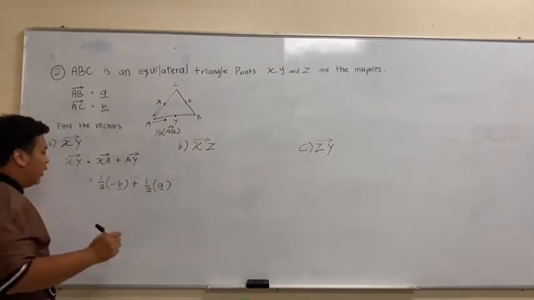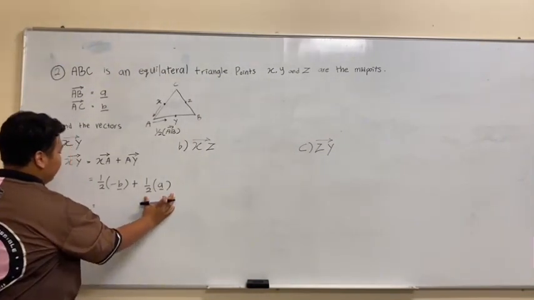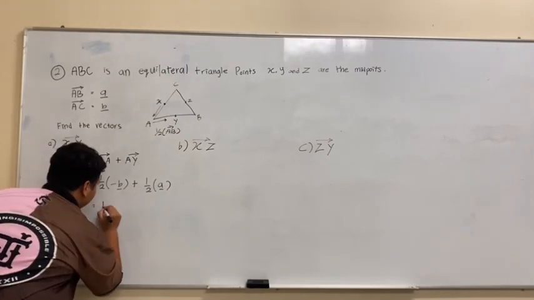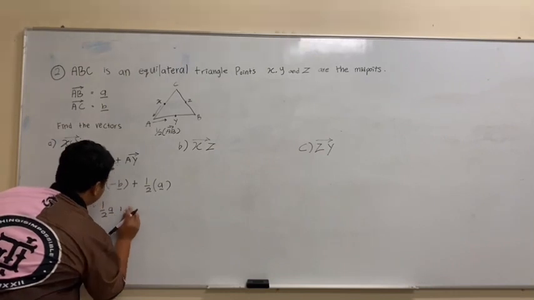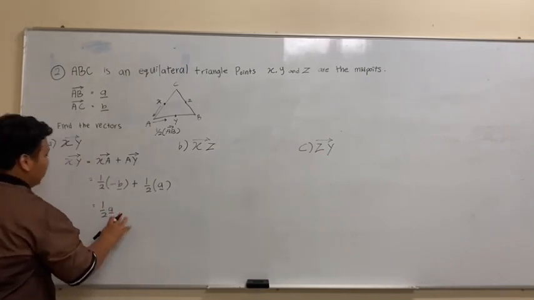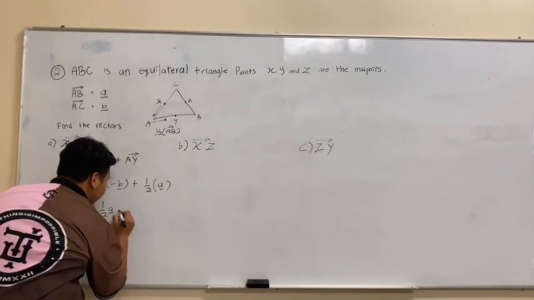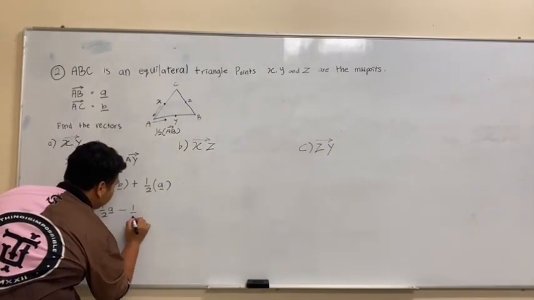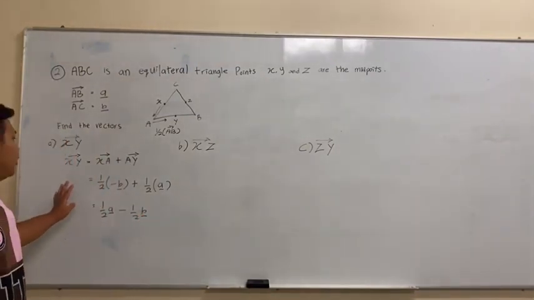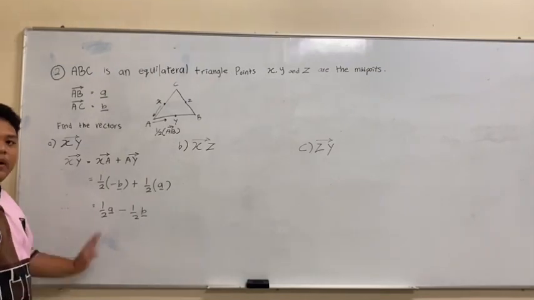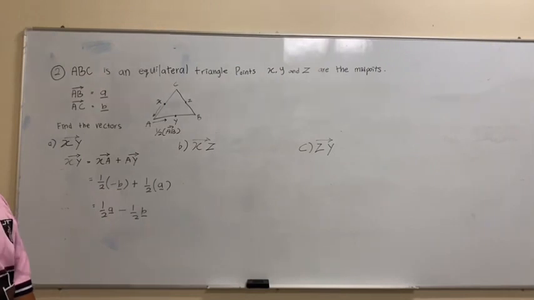So for the answer, I take this A into the 2A plus... when positive finds negative, they have to change the sign to negative 1/2 B. So this is the final answer for vector XY.